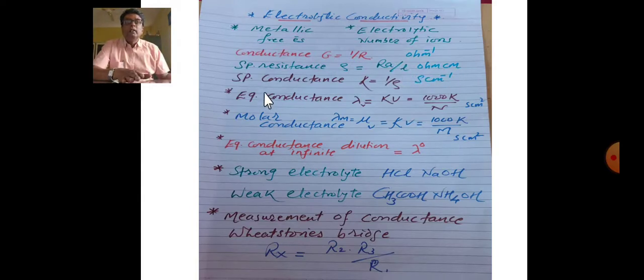The third term we have seen is specific conductance, which is denoted by the letter small k, or in Latin it is called kappa. It is the reciprocal of specific resistance. Its unit is S per centimeter. So specific conductance k is equal to 1 divided by rho.